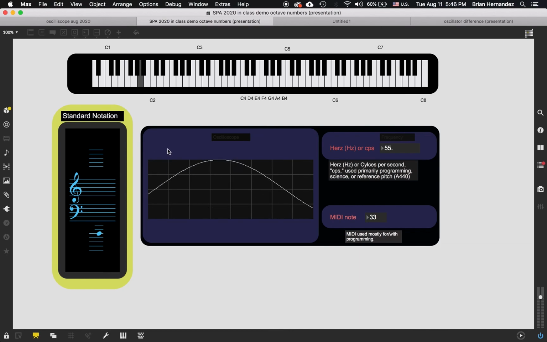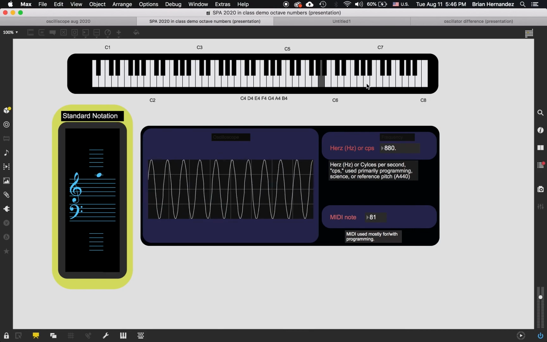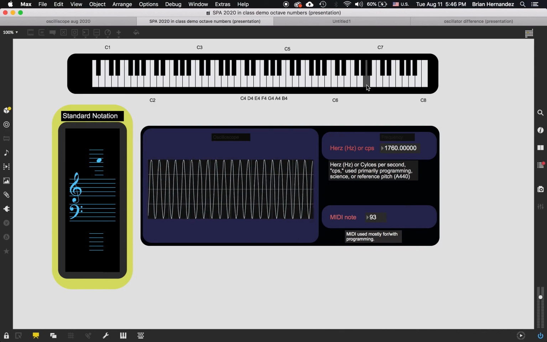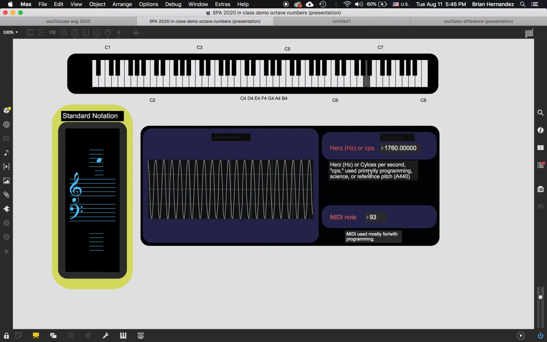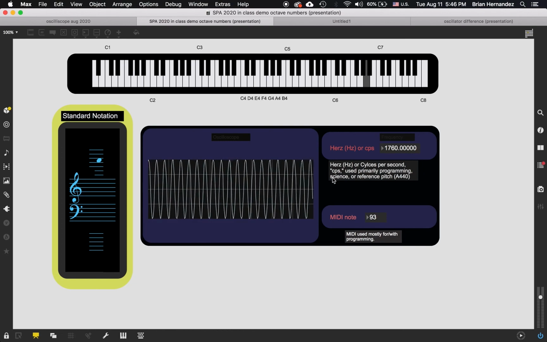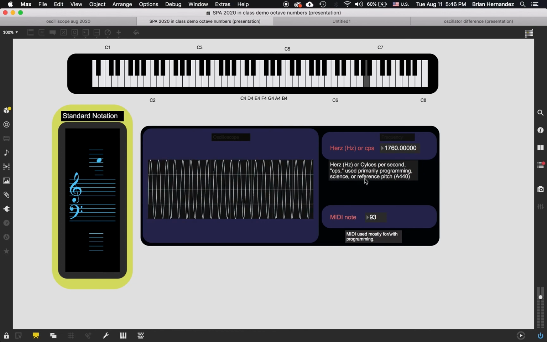So you can see this A is going to be lower, therefore the cycles per second will correspond to the lower cycles per second, which will be 55 hertz. As you go up, ascending to the next octave, the frequency will double. So the next A from 110 would be 220. We go to the next A, 440, the next, 880, and so forth. Hertz is mainly used for programming, scientific experimentation, or as a reference pitch.